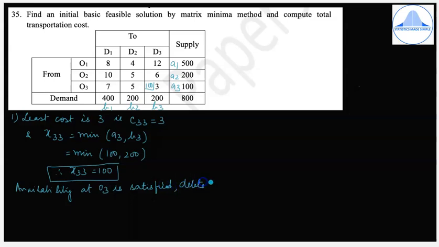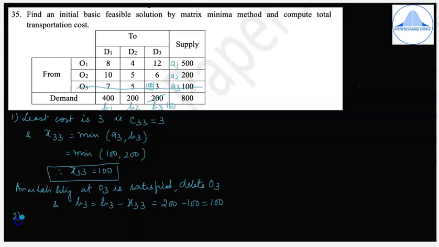Delete O3 and then you have to make an adjustment with the requirement. So you write B3 is equal to B3 minus the allocation which you found out, that is X33. So it is 200 minus 100 is equal to 100. So cancel out this 200 and write 100. And also don't forget to score off O3.